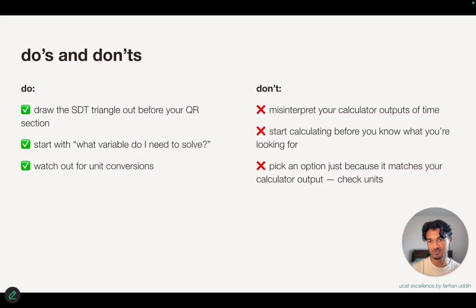So here's your do's and don'ts. Do draw the speed, distance, time triangle out before you start your QR section, just so it's top of mind. Do start with what variable do I need to solve for? And do watch out for unit conversions. Don't misinterpret your calculator outputs of time. Don't start calculating before you know what you're looking for. And don't pick an option just because it matches your calculator output. You have to check the units. They always like to trap students by giving you an option that is correct, but with the wrong units.